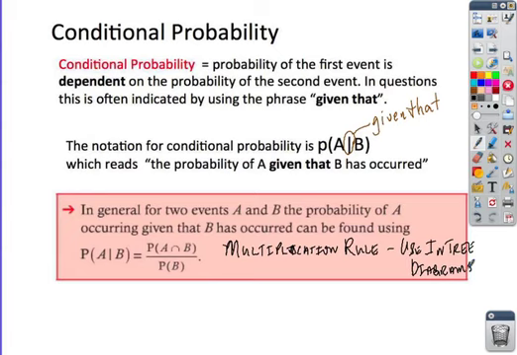The multiplication rule can be derived from the conditional probability rule just by cross multiplying, and you get P(A and B) is equal to the probability of A given B multiplied by the probability of B. And again, that's the general multiplication rule, for all cases.